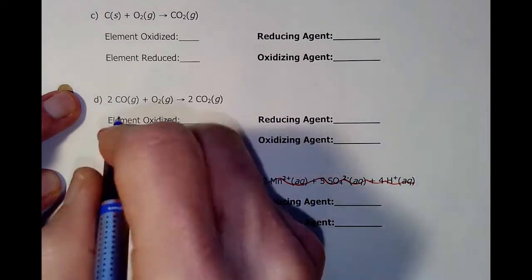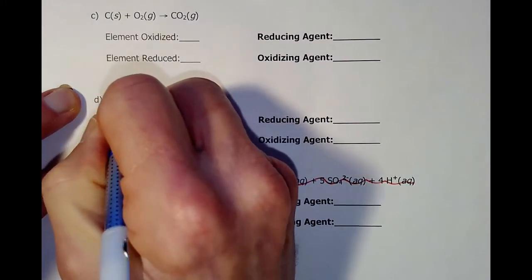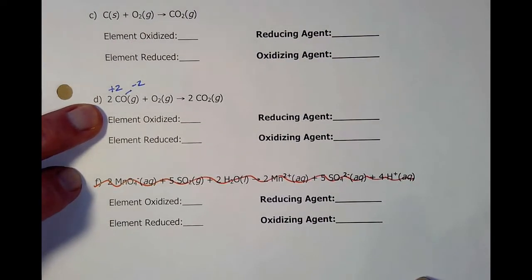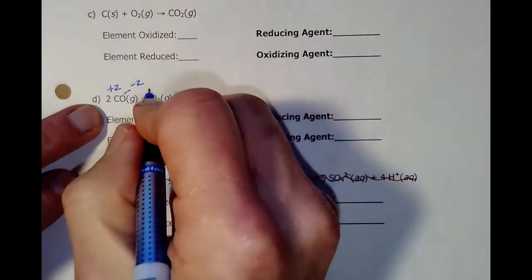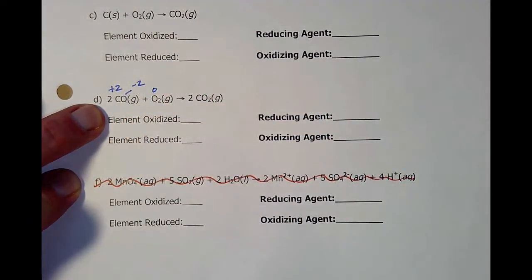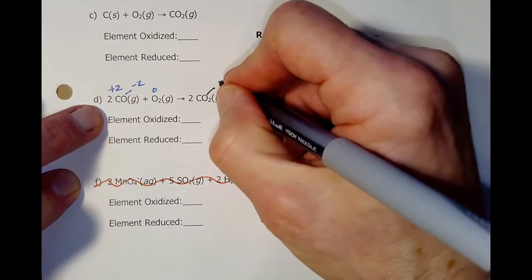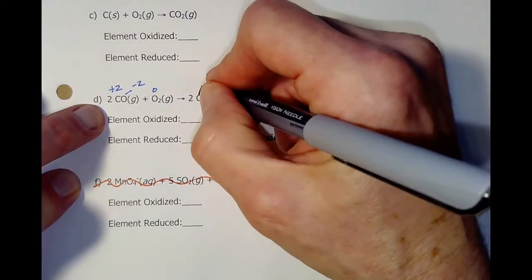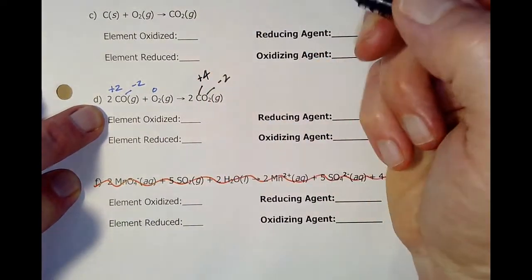Carbon over here, we decided, must have been +2, oxygen's -2. So carbon had to pretend it was +2. Oxygen's not pretending at all right here. It's 0. Over here, each oxygen atom gets to pretend it's -2, so that carbon atom must pretend it's +4.